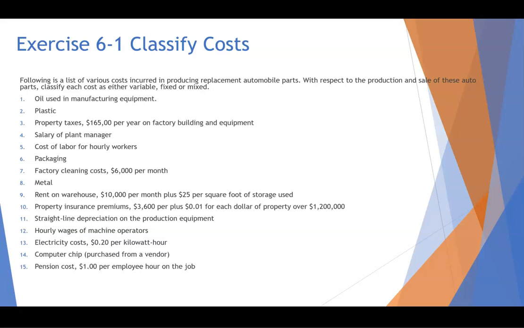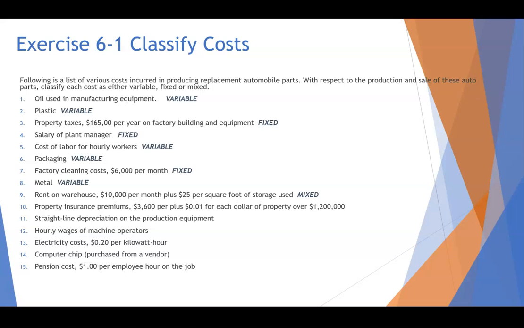So oil used in manufacturing equipment would be variable. Plastic is going to be variable. Property taxes are going to be fixed. The salary of a plant manager will also be fixed, but the cost of labor for hourly workers is going to be variable. Packaging is variable. Factory cleaning costs, again within a relevant range, are fixed. Metal will be variable. The rent on the warehouse, now in this case, it's mixed because there's a $10,000 per month flat fee plus $25 per square foot of storage used.